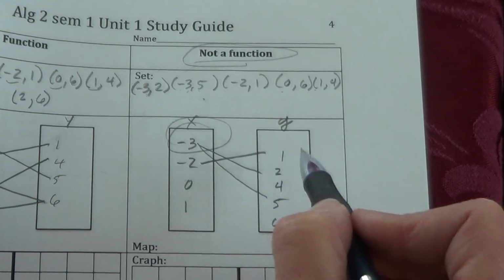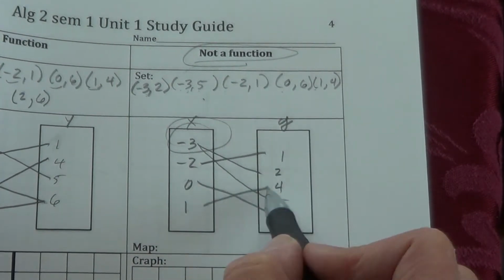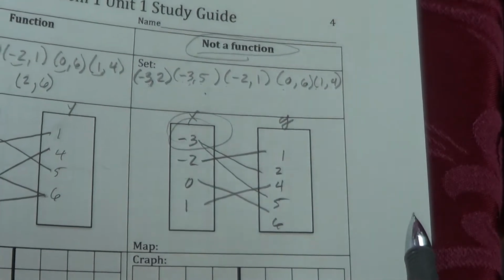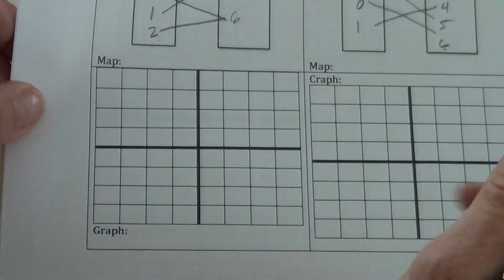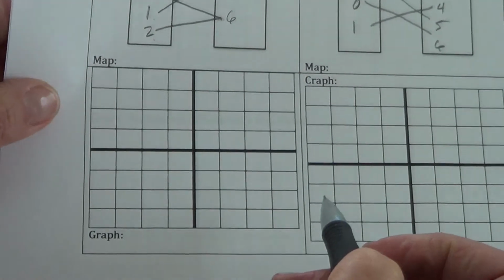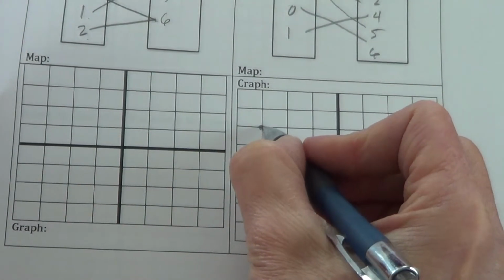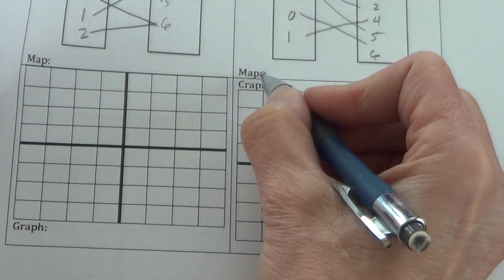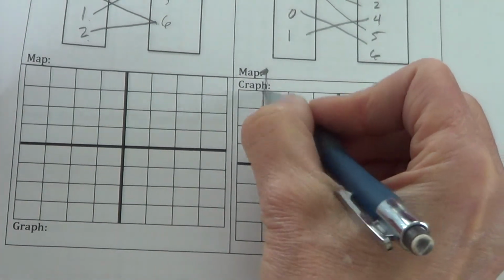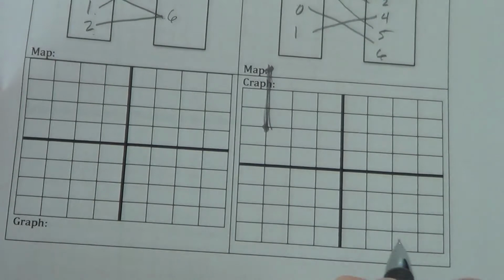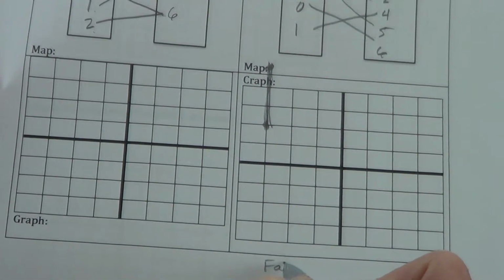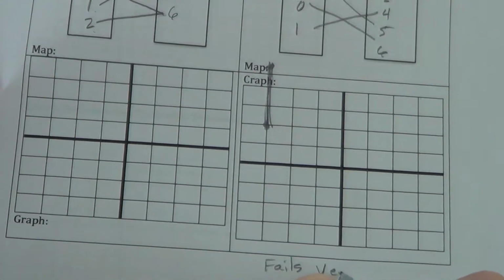We have -2, 1, 0, 6, and 1, 4. When we map these, what we're looking at is when it's not a function, here at -3 we have a +2 and a +5. They're on the same vertical line. That fails what we call the vertical line test.